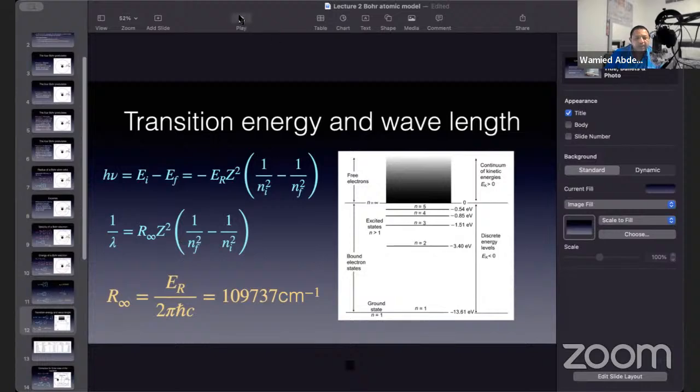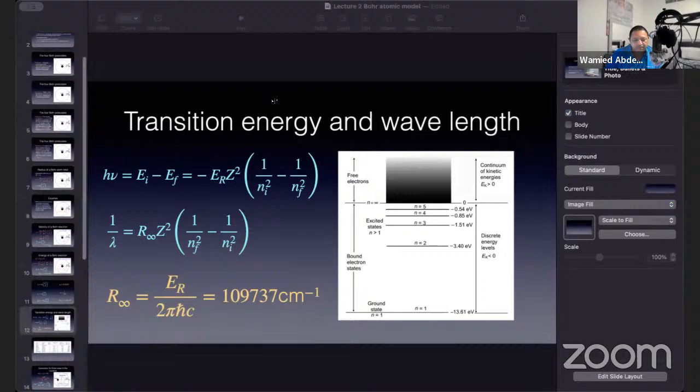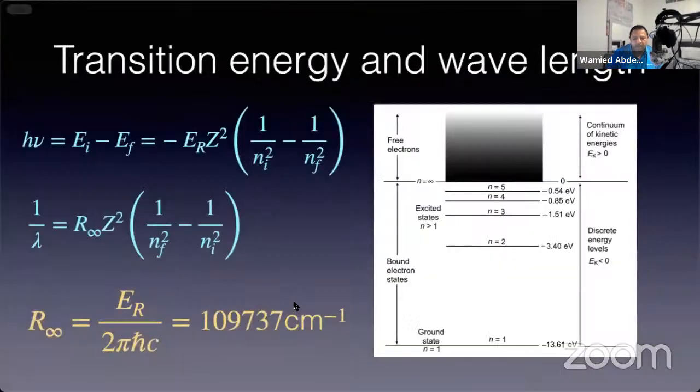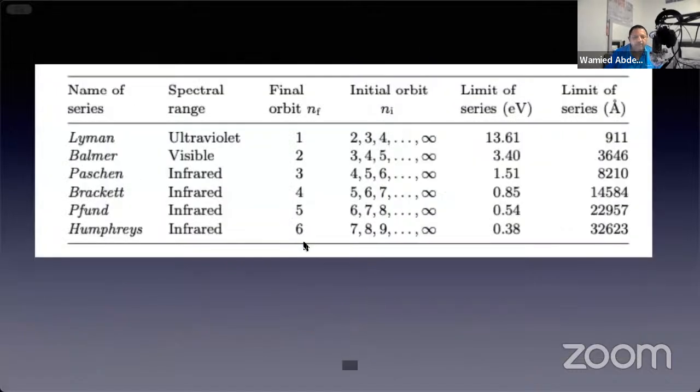So the next thing. Okay, let's share again. So these are some series for hydrogen. We have the Lyman series. Basically, this series describes all the photons emitted from transitions from orbits greater than 2, and the final orbit is n equals 1.